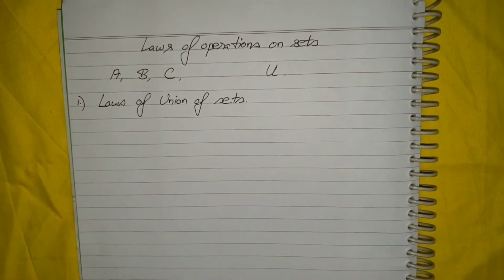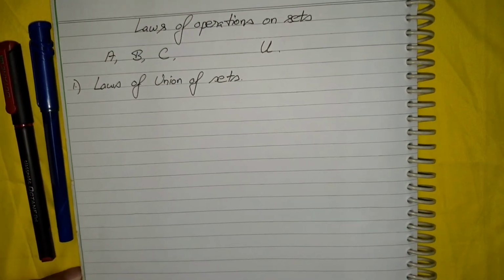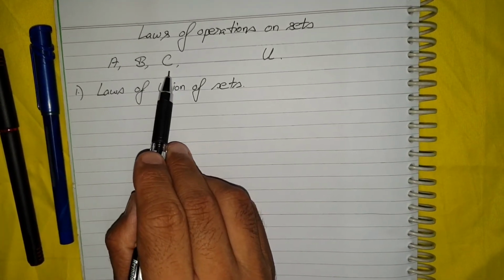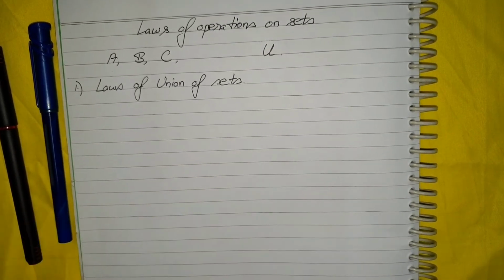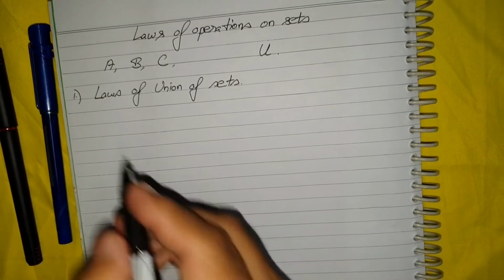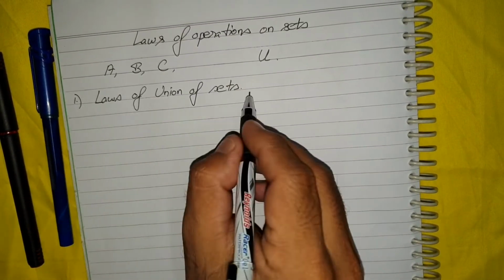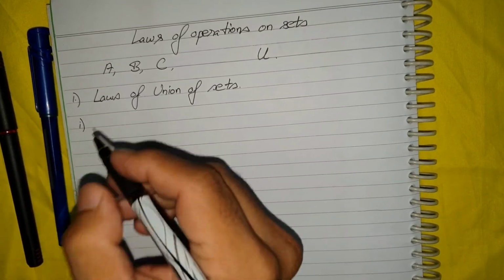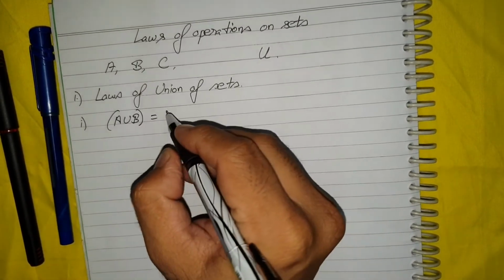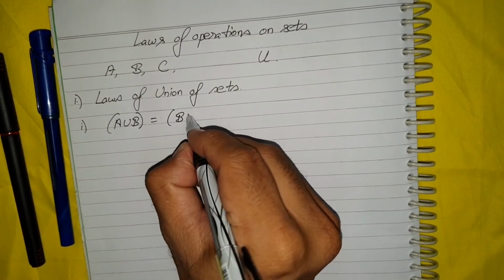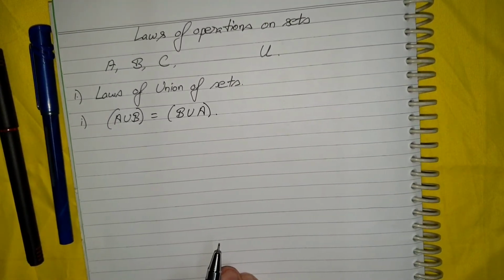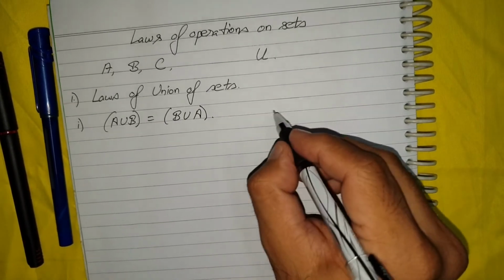Then there are more laws on operation of set. Now if you take A, B, C as sets, which are subsets of the universal set, as you know the universal set contains every set. So the first is the law of union of set. First point is, if you write A union B, that is equal to B union A. This is also known as the commutative law.